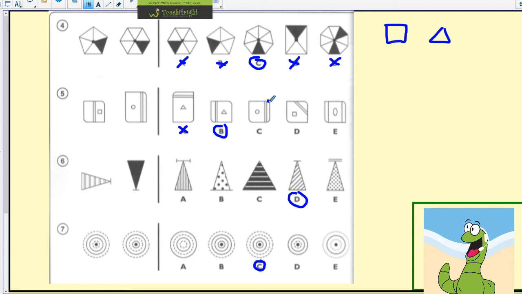In this one, we've got 1, 2, 3 rounded edges, so it's not C. D, again, these are diagonal, not horizontal lines. And E, again, we've got incorrect. So that's how I eliminate those.